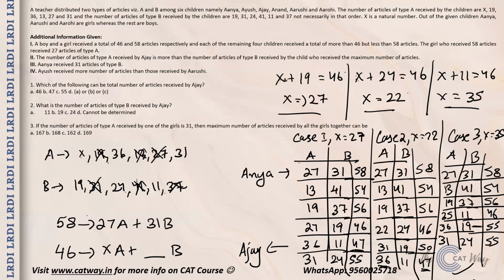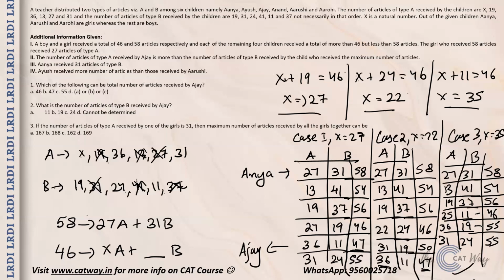Just a second, guys. Okay, here we have two cases. In this one, both these people could be Ajay, because both of them have got more than 31 type A articles, and the cutoff was that more than 31 should be the type A articles. So here we have two cases for Ajay.